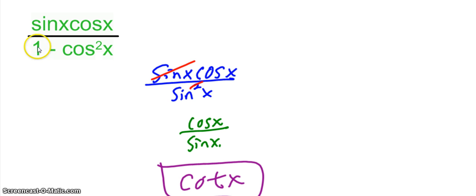Pythagorean identity. Anytime you have a 1, subtraction, or addition, and a trig function squared, it's probably relating to a Pythagorean identity. So I think about my Pythagorean identities, and I realize 1 minus cosine squared of x is sine squared of x. So I'm going to change that. I left the numerator the same, sine of x times cosine of x, change the denominator to sine squared of x. Now the sine in the numerator and one of the sines in the denominator is going to cancel, and I'm left with cosine of x over sine of x, which conveniently is cotangent of x. Nice work.